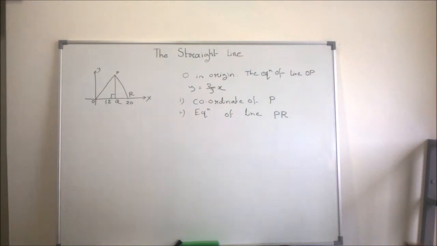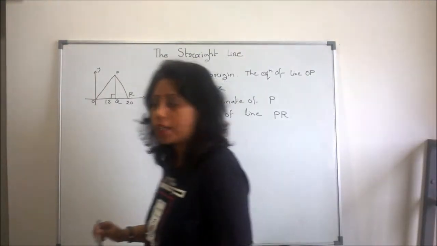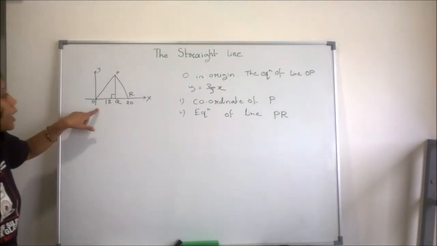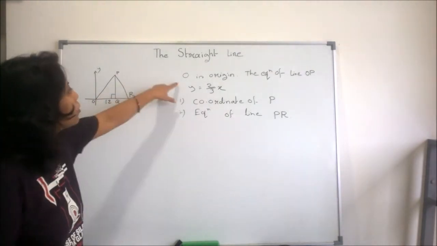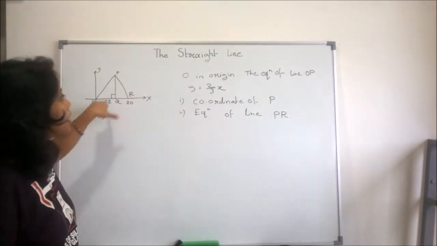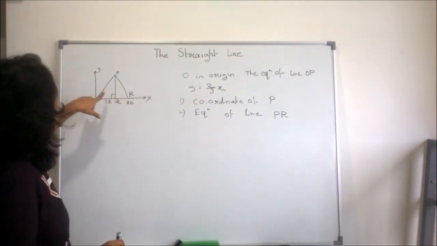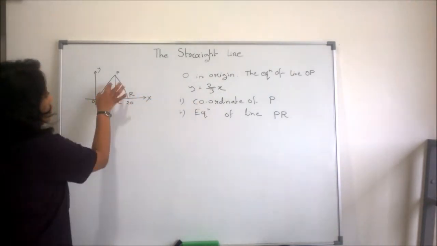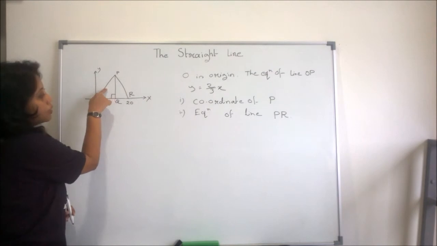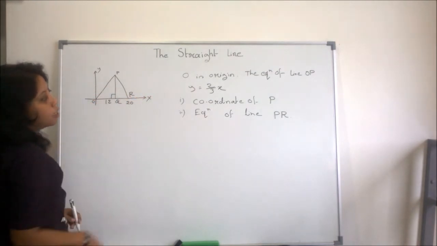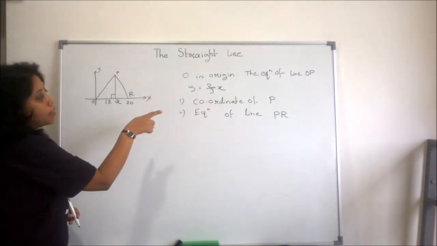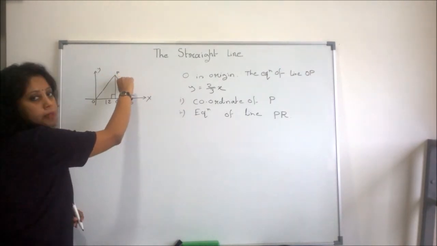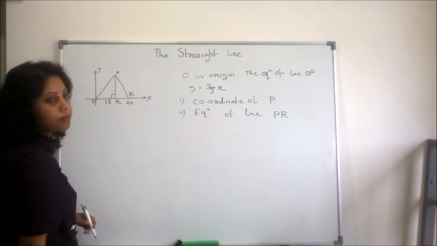Let us discuss some more difficult problem here. Here the given problem is, look at this. One diagram is given where O is the origin and the equation of the line OP is y is equal to 2/3 x. The equation of this line is given, which is 2/3 x. And we have to find out the coordinate of P and the equation of the line PR. Okay, this is our given problem.